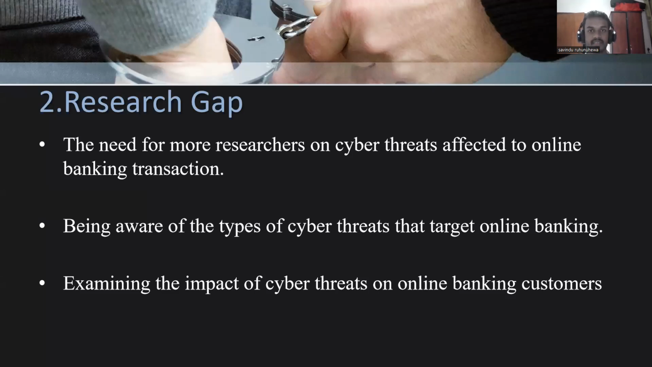There are several research gaps in our understanding of the impact of cyber threats on online banking transactions. These include the need for more customer-focused analysis, a better understanding of the unique challenges faced by developing countries, and more specific research on the unique threats faced by different types of online banking transactions. Addressing these gaps will enable the development of more effective cybersecurity strategies to protect both banks and their customers. Now we will move to the next slide.